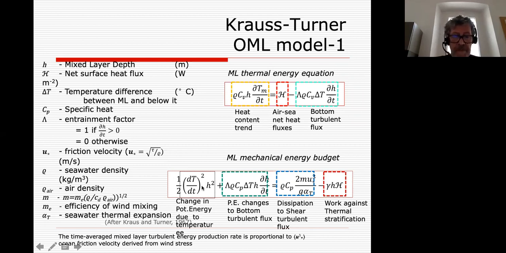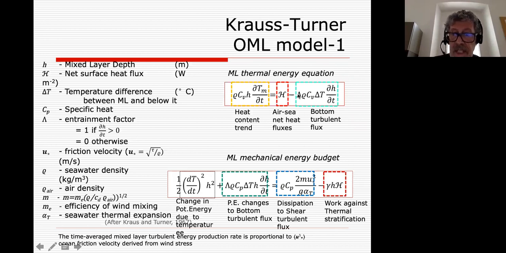A bit more complicated is the equation we have for the mechanical energy. We express everything in terms of the changes in potential energy due to the temperature. This is the first step. This is integrated again along the water column, and these are changes due to temperature. The potential energy is also changed because we have a potential energy change due to the bottom turbulent flux.